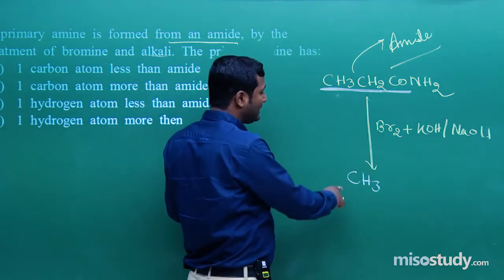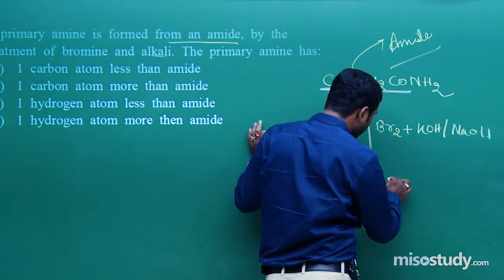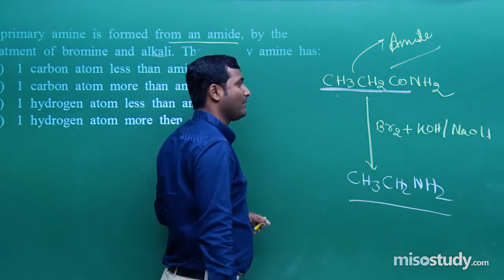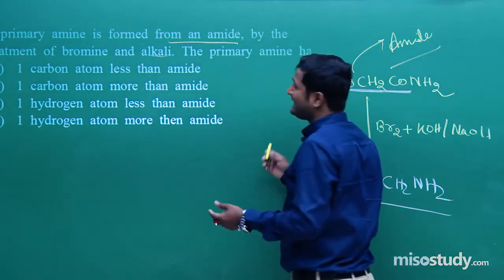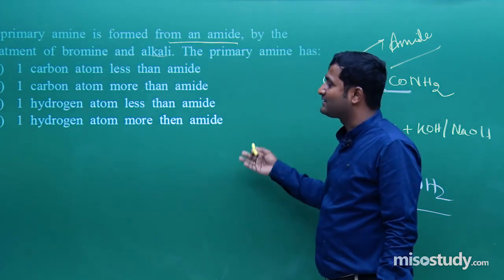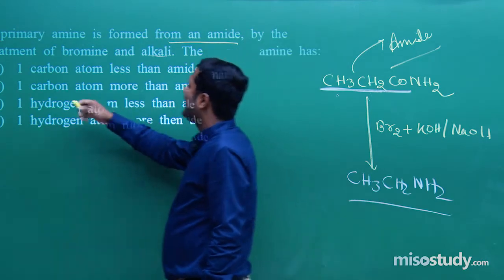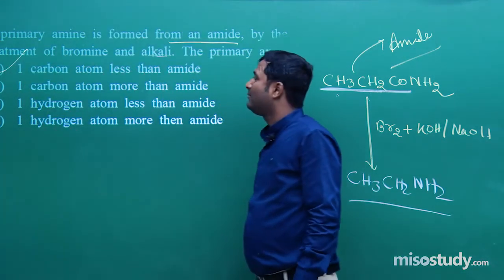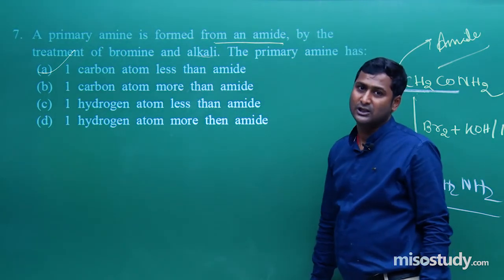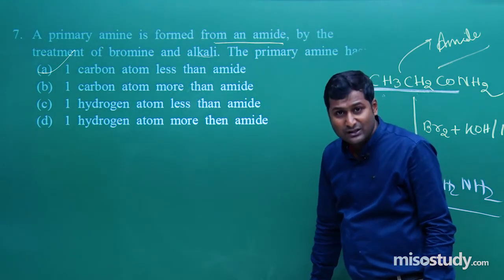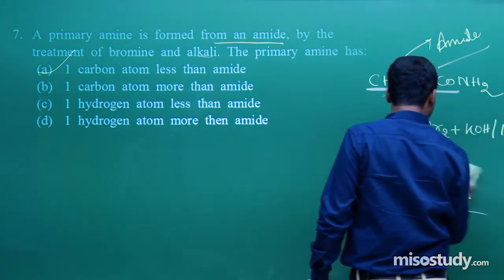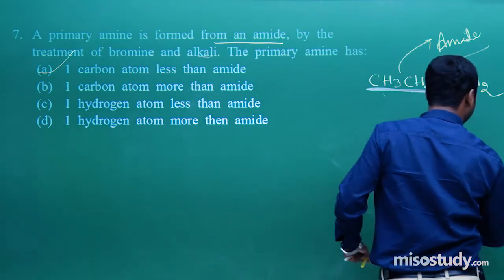So the product here is CH3CH2NH2, this is the product. Clear? So we can easily observe, we can easily say, that in this case it has 1 carbon atom less than the amide. This is a completely theory based question. I think you can easily solve such kind of questions. Friend, I am going to rub this part and will move to the next segment. What will happen? Check it out.